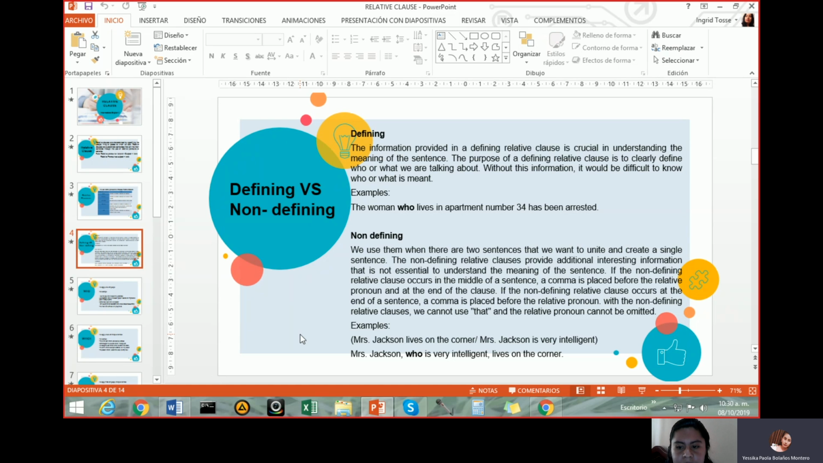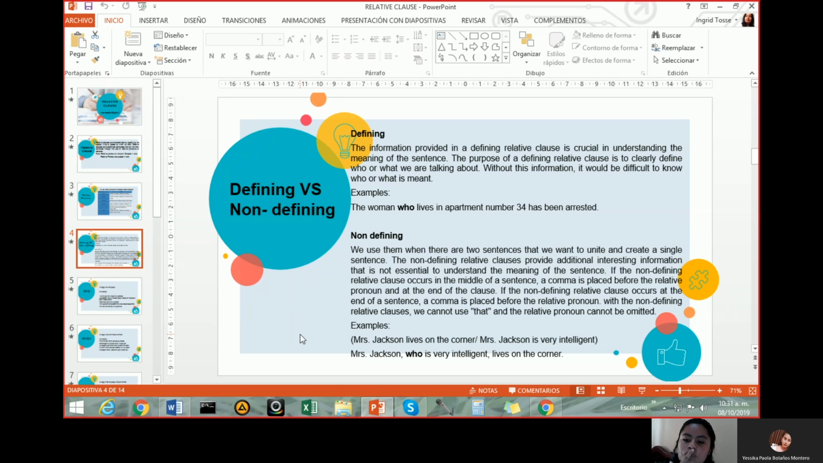The non-definite relative clause provides additional interesting information that is not essential to understand the meaning of the sentence. If the non-definite relative clause occurs in the middle of a sentence, a comma is placed before the relative pronoun and at the end of the clause. If it occurs at the end of the sentence, a comma is placed before the relative pronoun. With the non-definite relative clause, we cannot use that, and the relative pronoun cannot be omitted, okay?